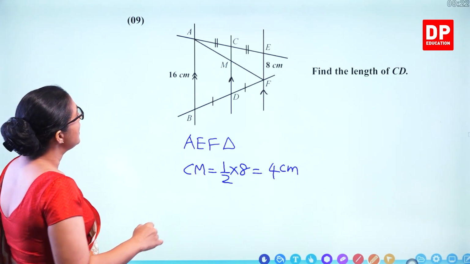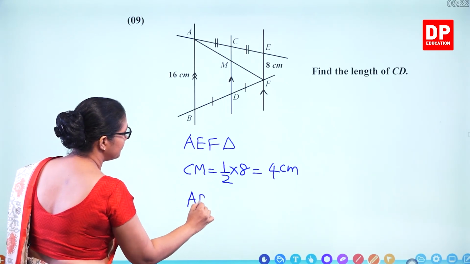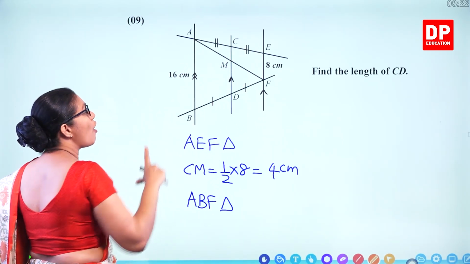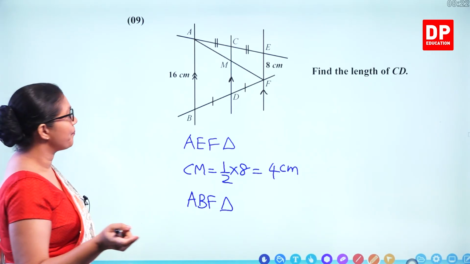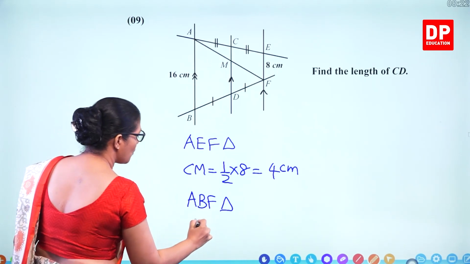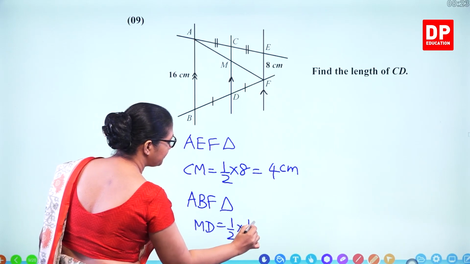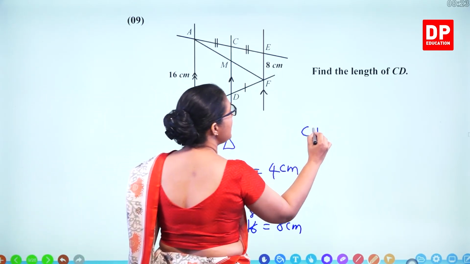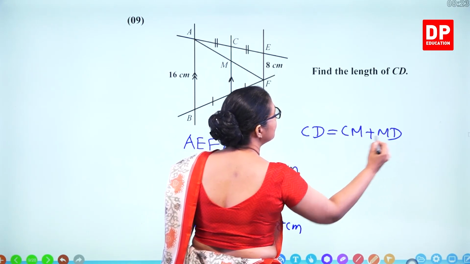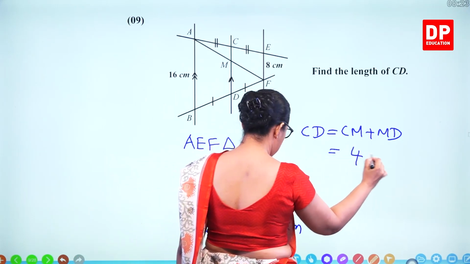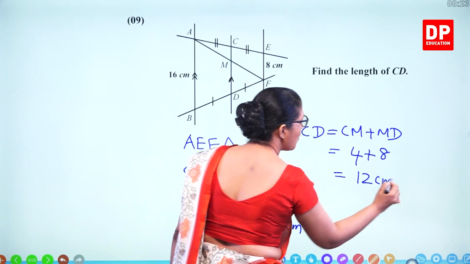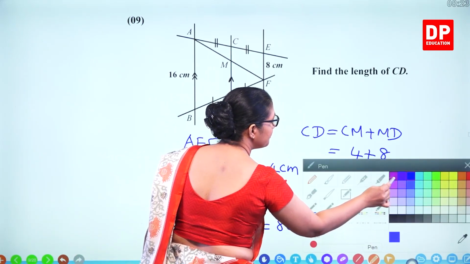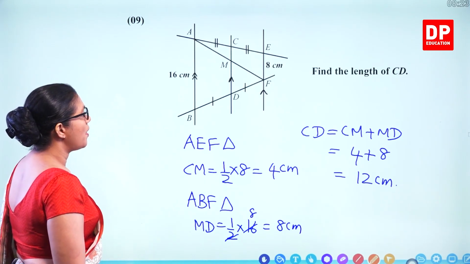Now take a look at the ABF triangle. This is 16 and this is the midpoint. According to the midpoint theorem, MD is half of that. So MD is half of 16, 8 centimeters. So what's the length of CD? CD length is CM plus MD. CM equals 4 centimeters, the other one is 8. You can straight away find this length as 12 centimeters. So you get 2 marks for that.